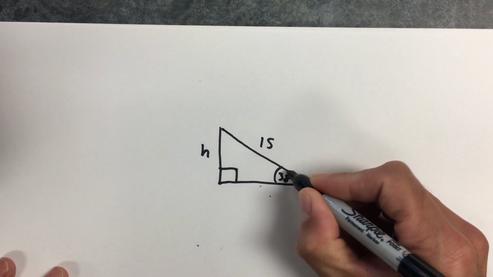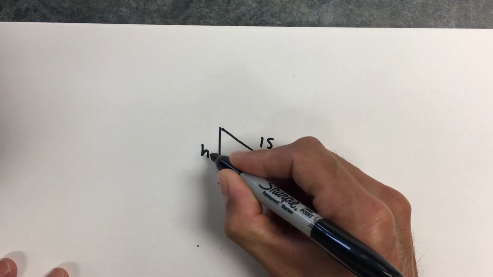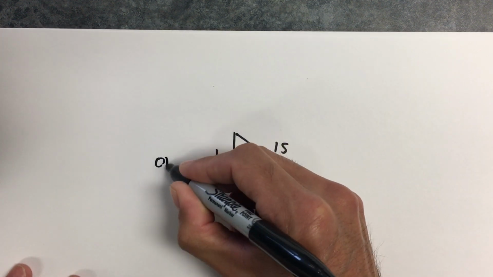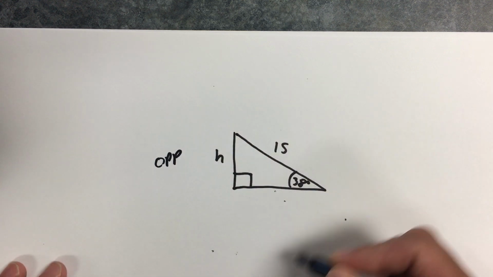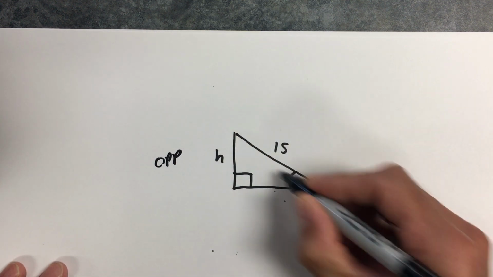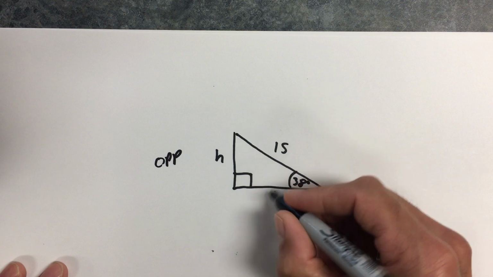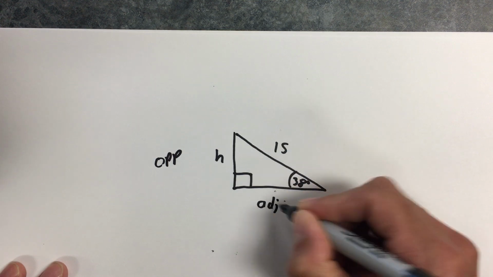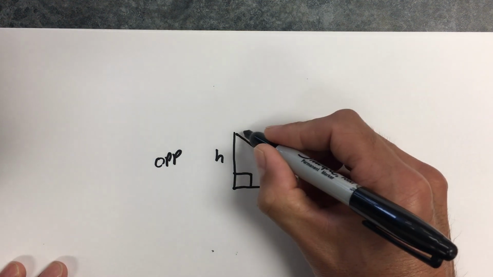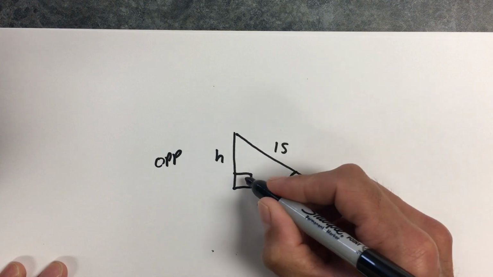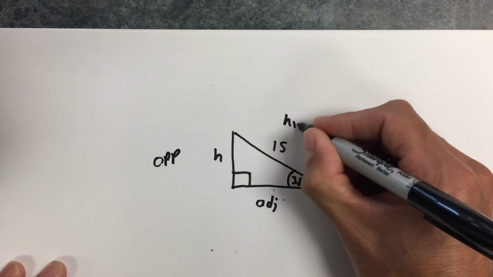Now what those words mean, if this is the angle in question, the side length across from it we call opposite. The shorter of the two side lengths beside it we call adjacent. Adjacent literally means beside. And the long side, the one that's across from the right angle, we call the hypotenuse.